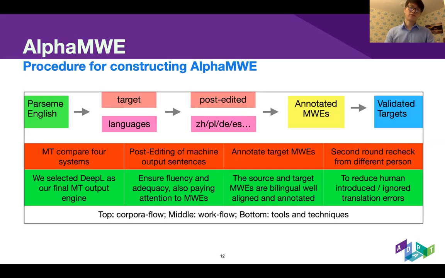Now let's see the procedure of AlphaMWE that we created for this work. We firstly use the English corpora from the PARSEME shared task. Then we translate them into target languages such as Chinese, Polish, German, with 4 different machine translation models. Then we post-edit the translation, correcting the sentences. Then subsequently, we did annotation of the target side multi-word expressions that are corresponding translations of the source side English MWE terms. Finally, we did the cross-validation to have different human annotators check the first person's annotation and post-editing.